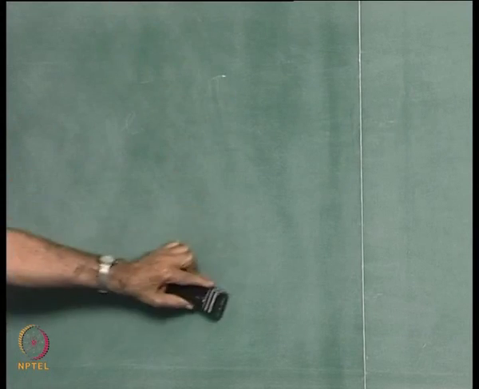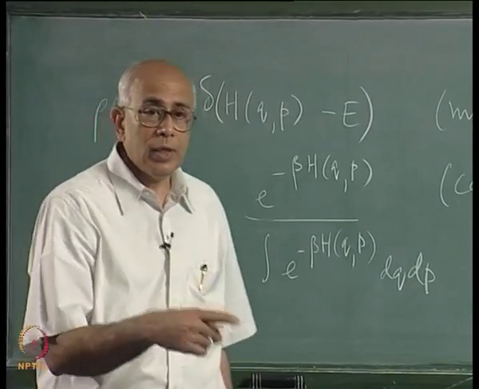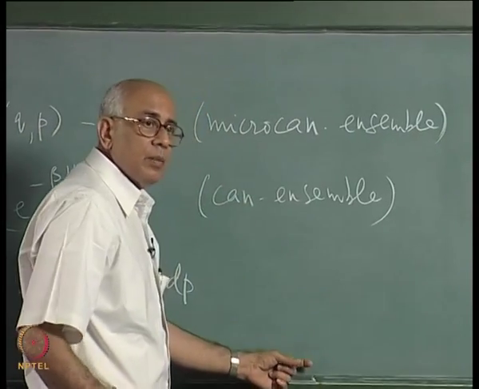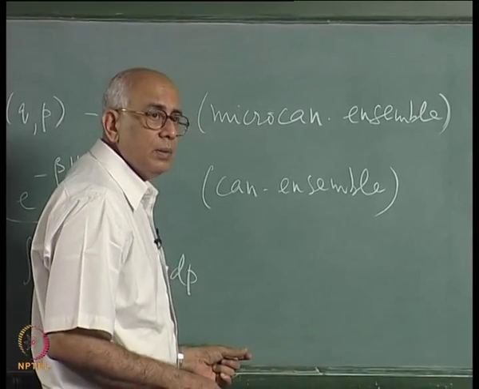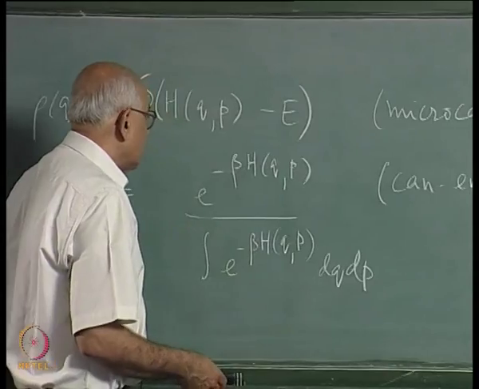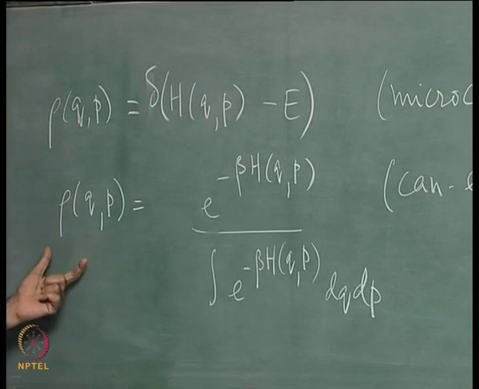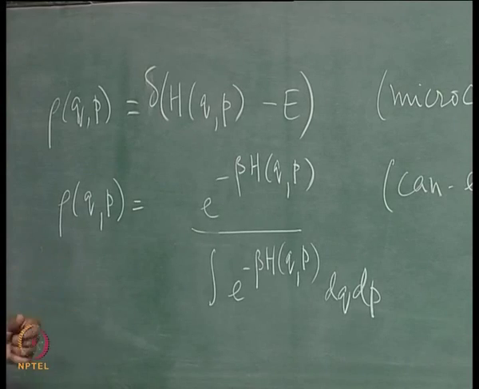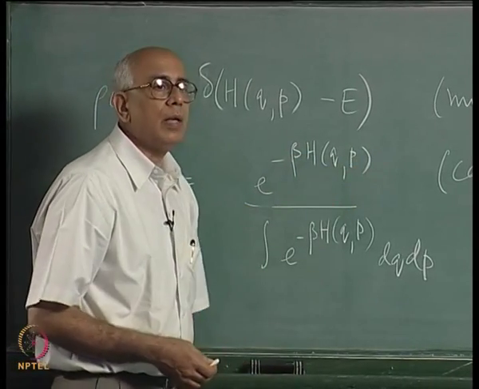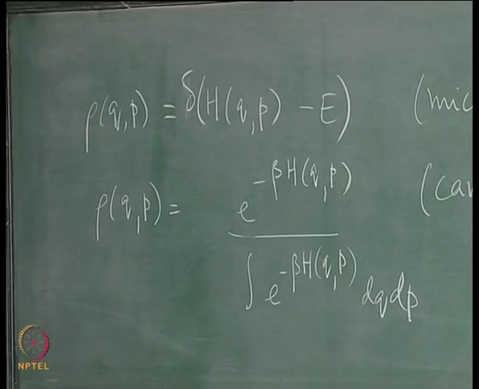If you have other physical conditions, such as an open system which can exchange both energy and matter with its surroundings, then you use not the canonical ensemble but something called the grand canonical ensemble. And the grand canonical ensemble again is of this form: the probability density, or the phase space density, the equilibrium density, is of the form e to the minus beta times (H minus chemical potential times the number of particles in the system). And that is the grand canonical ensemble.